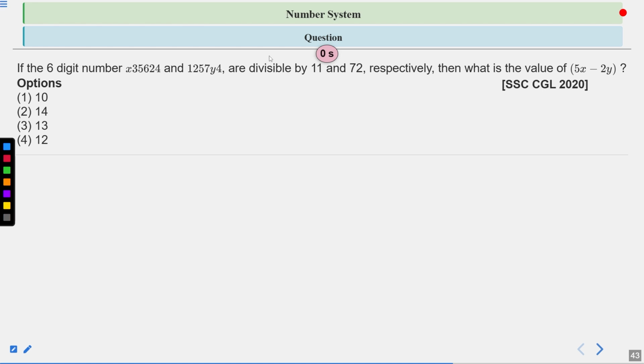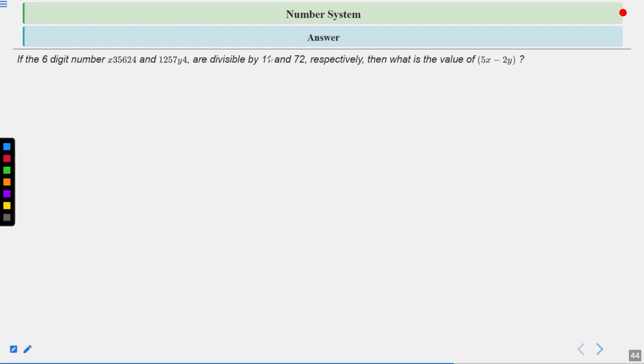Now time's up. Let's see the solution. It is given that these are two 6-digit numbers with one variable in each, and the first number is divisible by 11 and the second number is divisible by 72. We need to calculate 5x minus 2y, so we need the values of x and y. We know that any number is divisible by 11 if the difference between the sum of the digits at even places and the sum of the digits at odd places is 0 or a multiple of 11. And if a number is divisible by 72, it means the number is divisible by 8 and 9.